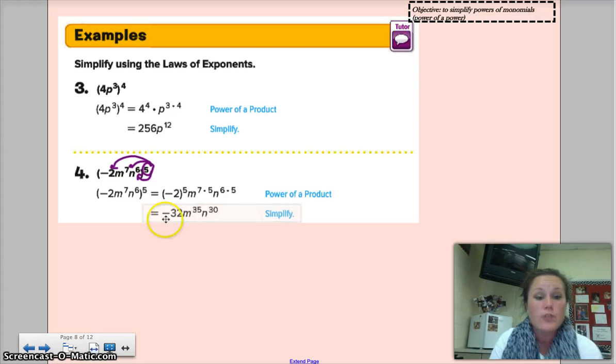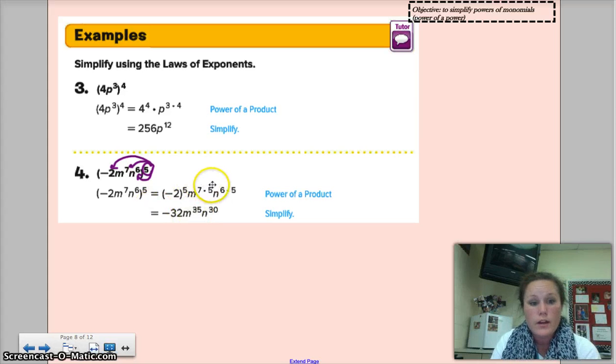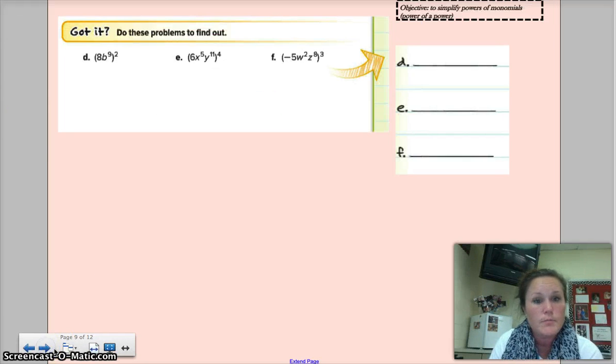When we simplify it out, you get -32, -2 times -2 times -2 times -2 times -2. M to the 35, that's from here, 7 times 5, and n to the 30th, that's from here. Again, all I did was distribute that 5th power to everything that's inside the parentheses. You're going to try it now. Distribute it all to everything that's inside. Practice, practice, practice. It's totally okay if you get it wrong because you can rerun the video and do it again. Okay, so pause the video, try it now, and I will have the answers in just a second.